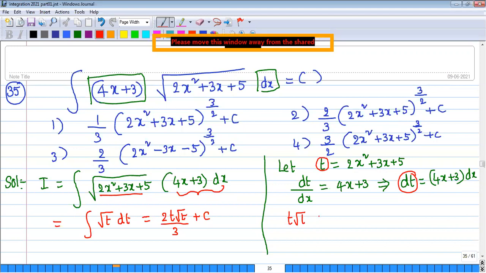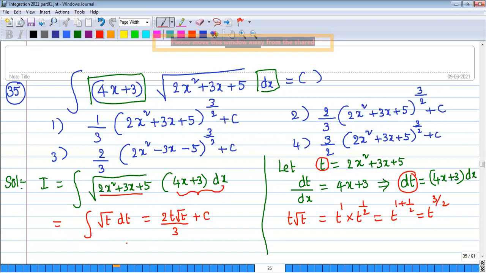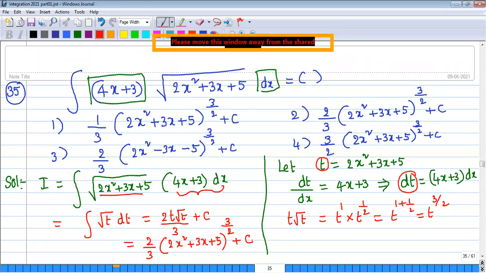T root t means t to the power of 1 into t to the power of half. If bases are equal, powers are added. 1 plus half, 1 and half is 3 by 2, t to the power of 3 by 2. T stands for 2x square plus 3x plus 5. So this we can write 2/3 of t, where t means (2x square plus 3x plus 5) whole to the power of 3 by 2 plus constant of integration.